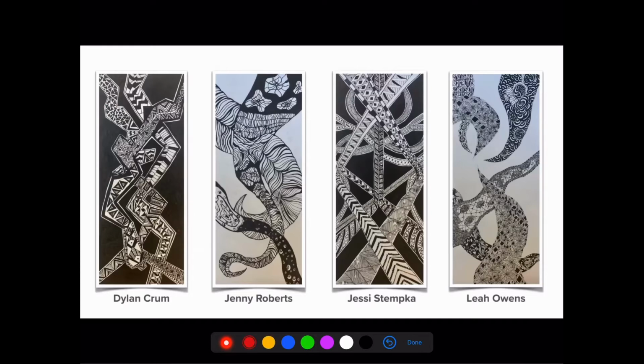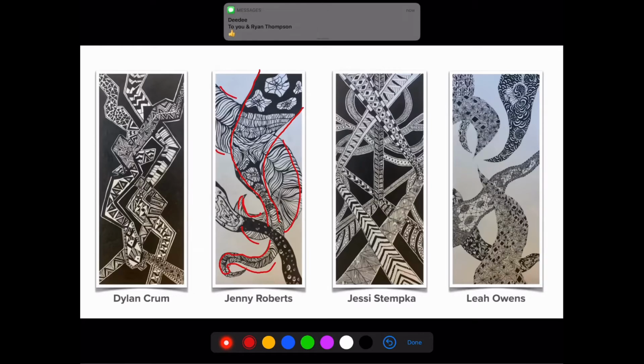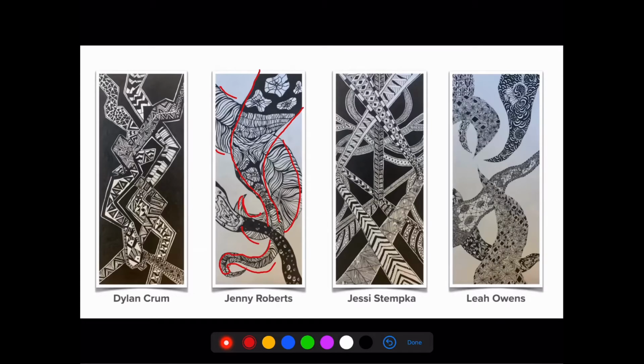In Jenny Roberts' work, she is varying her leading lines by having the width change as well as the angle in which she's drawing these curvilinear leading lines on. Even the tangles drawn inside these leading lines reflect the curvy leading line itself.